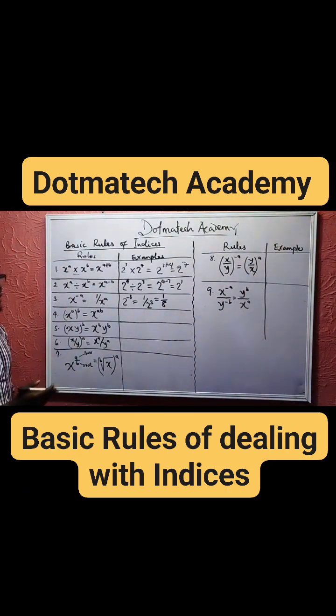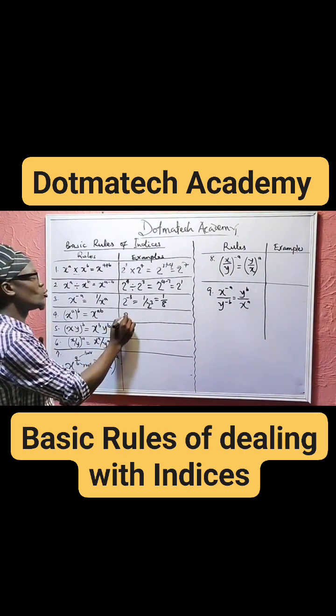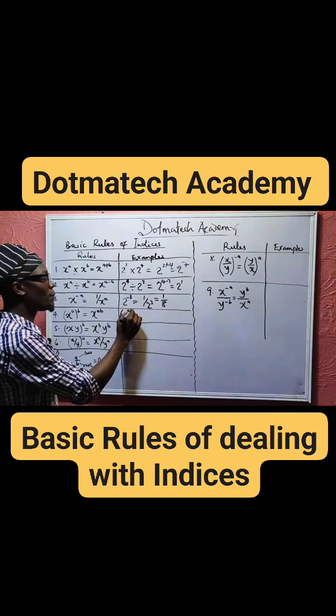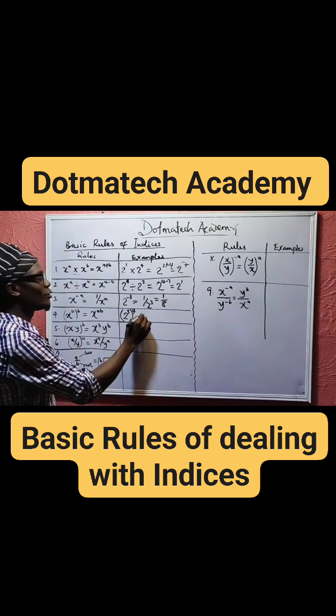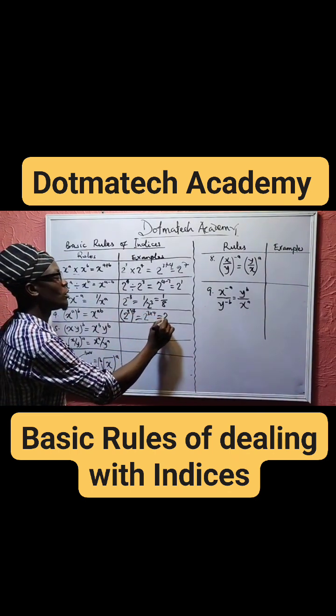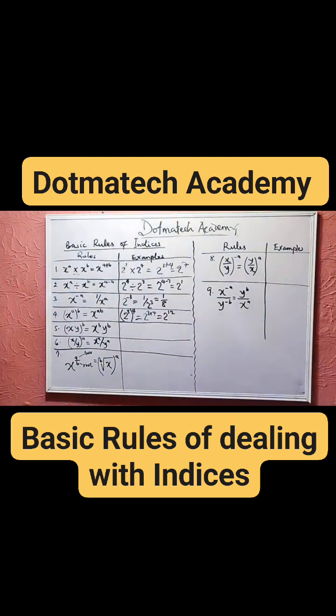Okay, this is another rule, rule number 4. When you have x raised to power a, bracket raised to power b, what you need to do is multiply a by b to remove the bracket. What are we saying? 2 raised to power 3, everything raised to power, probably 4. Then you remove the bracket by saying 2 raised to power 3 times 4, and that will be 2 raised to power 12. I believe the rule is clear enough.